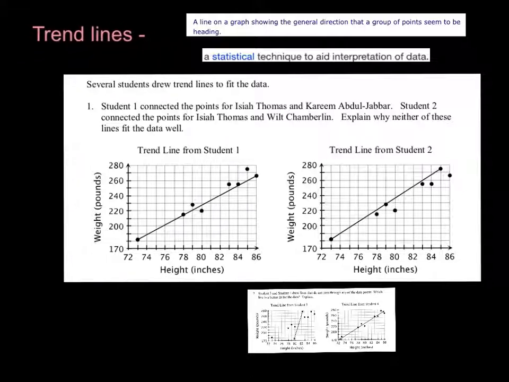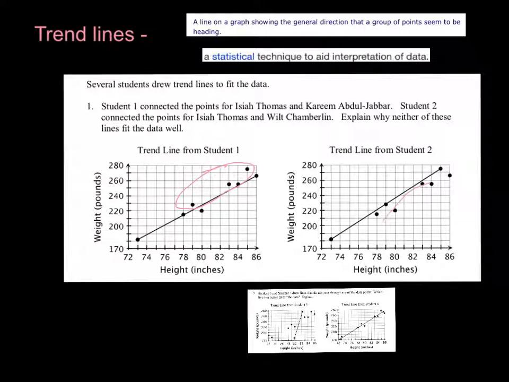Several students draw trend lines to fit the data. And so when we take a look at what's going on, we see that right here, this student chooses to grab a couple of points and actually draw the line right through it. But it says, explain why neither of these lines fit the data well. The reason is this first line undershoots, or sort of undermines the points right there. So it doesn't really do a good job at maintaining the balance of the whole picture.